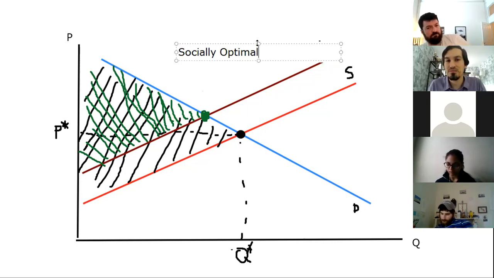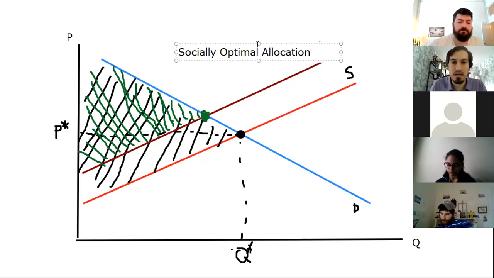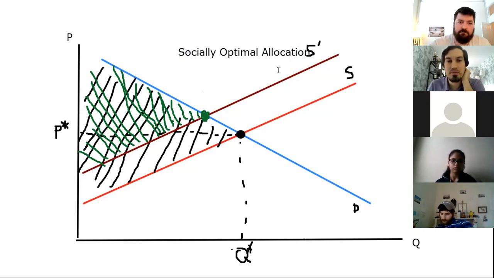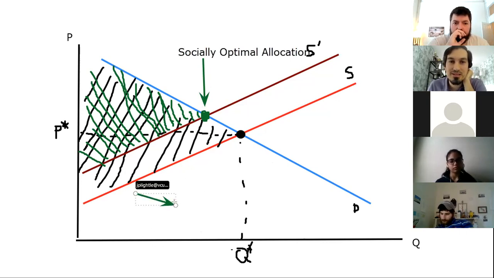What's it called? Allocation. Like that. Oops. Oh well, I ran into my S prime, but I can do a little arrow here. Right there, it's a socially optimal allocation. Just as a reminder, this is a little weird to work with.